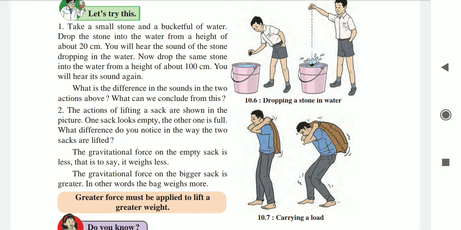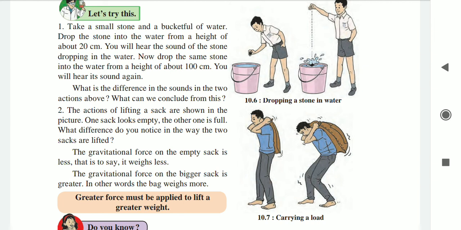Before going to this second picture, let's see the first one. Here you can see two buckets with water. In the first bucket, you will see the person is throwing a ball, but the distance is less. The ball is being thrown by the boy to a very close distance to a bucket. So you will hear the sound of the water when the stone is dropped in the water, but the sound is less. But when you throw it from the high point, you can see the second picture there.